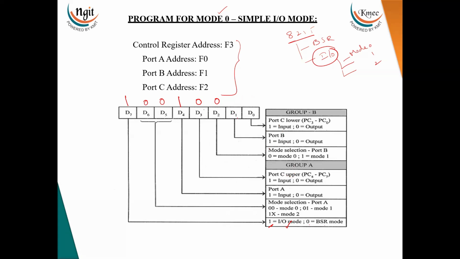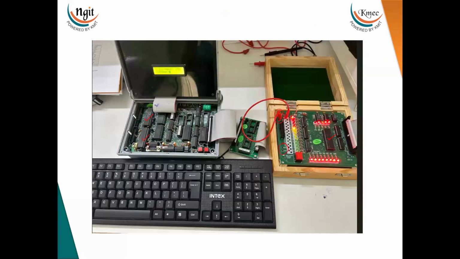Similarly, the D1 bit is nothing but port B. Now port B I'm using as an output port. Why? Because whatever the data is on port A should transfer to port B. Means what? Sending the port A data to port B.